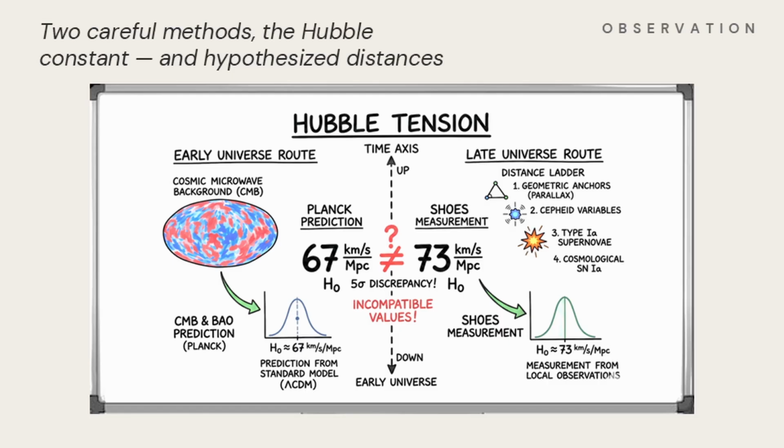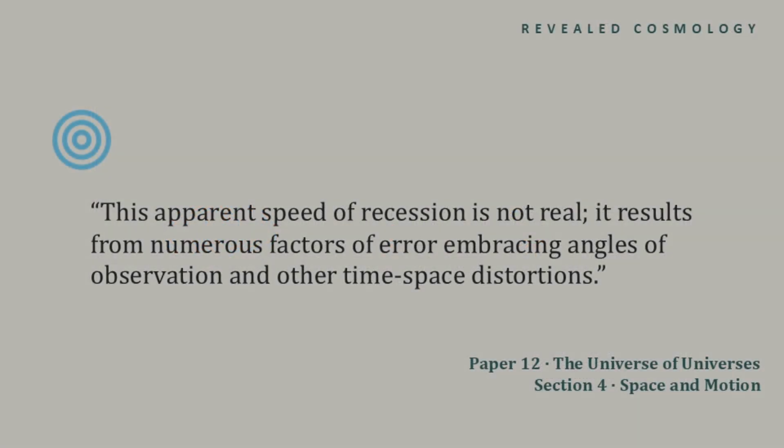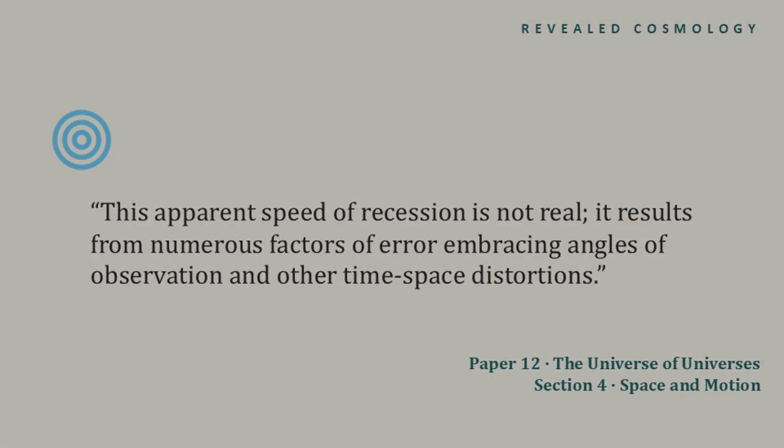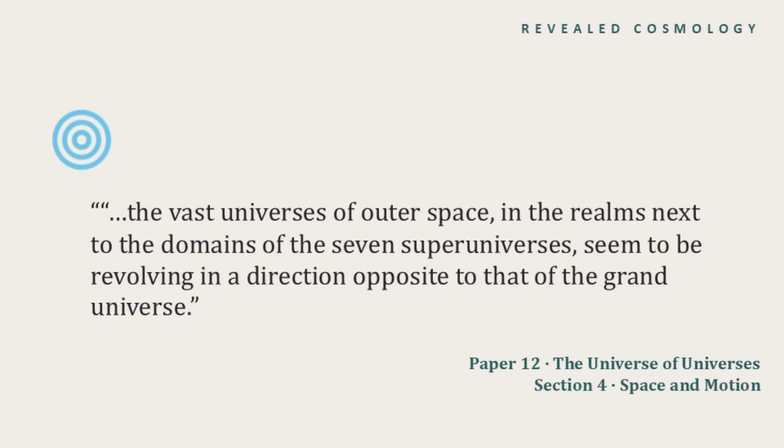The architecture the papers disclose identifies the structural sources of error in redshift-based distance estimates directly, when it says, "This apparent speed of recession is not real. It results from numerous factors of error embracing angles of observation and other time-space distortions." The greatest single factor is architectural. The vast universes of outer space and the realms next to the domains of the 7 superuniverses seem to be revolving in a direction opposite to that of the grand universe.